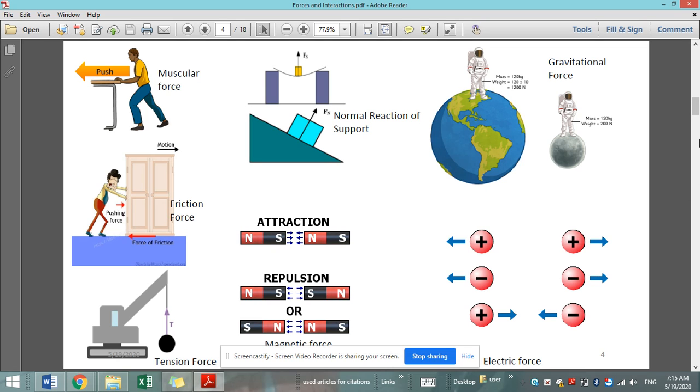Force here is the electric force. If they are like charges, like positive and positive or negative and negative, they repel. However, if they are unlike or opposite charges, then they attract.